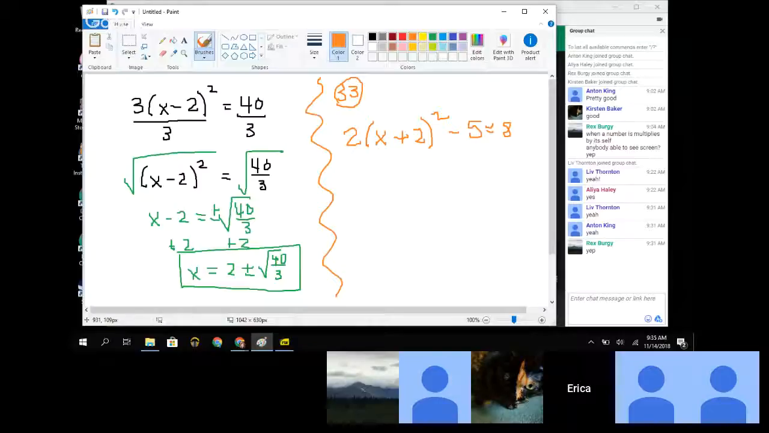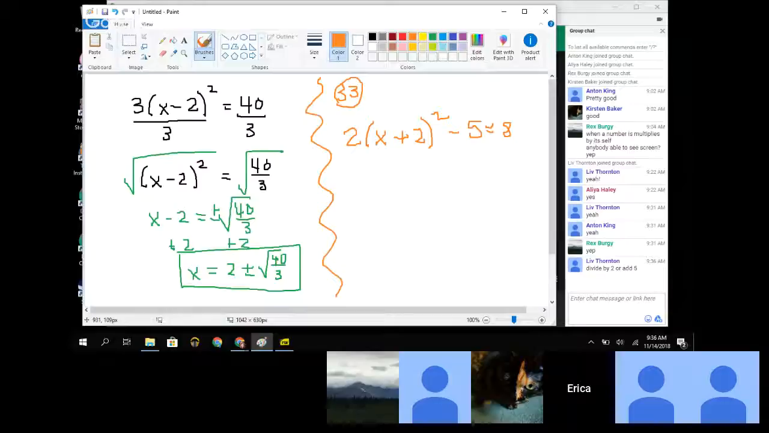All right, so how would I go about solving this? Well, anybody have a guess of the first thing you've got to do? I like it, Olivia. Yep. Either divide by 2 or add 5. So the first thing that you probably want to do is add 5 to both sides.